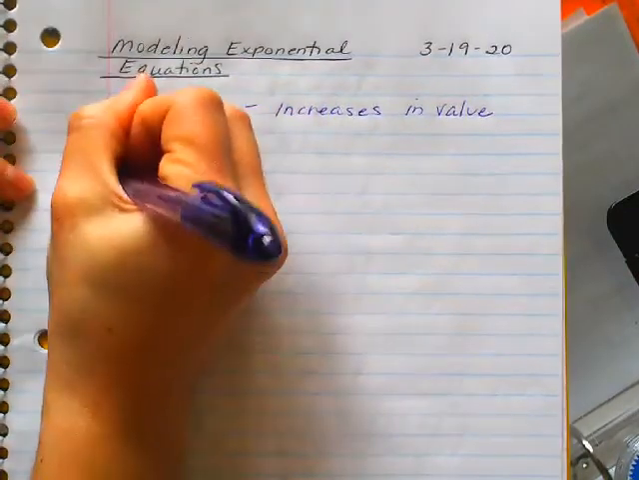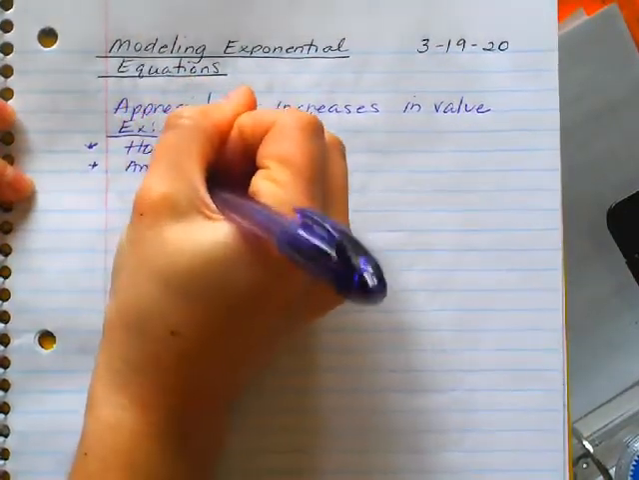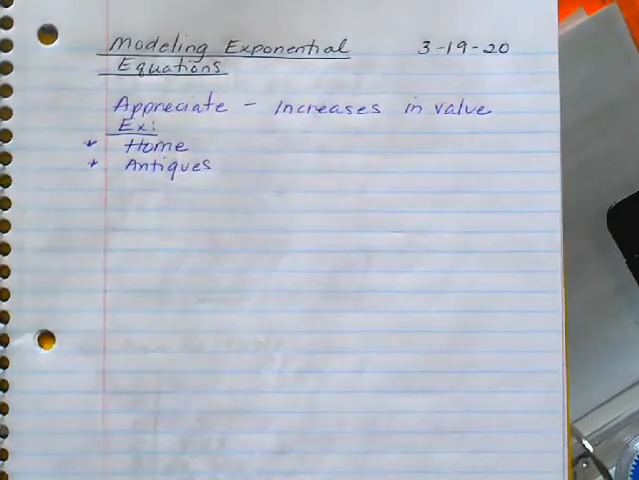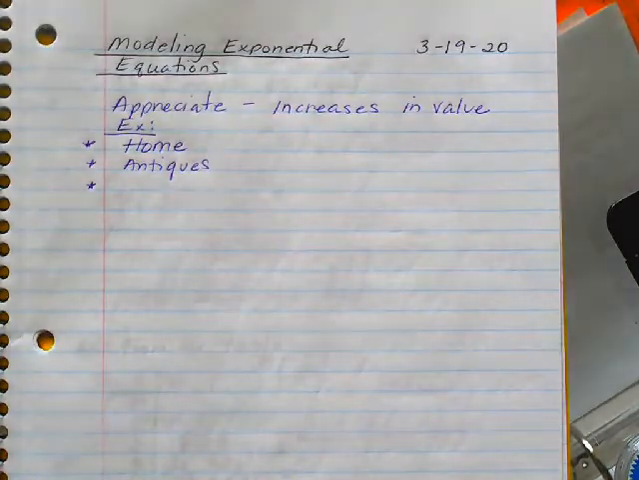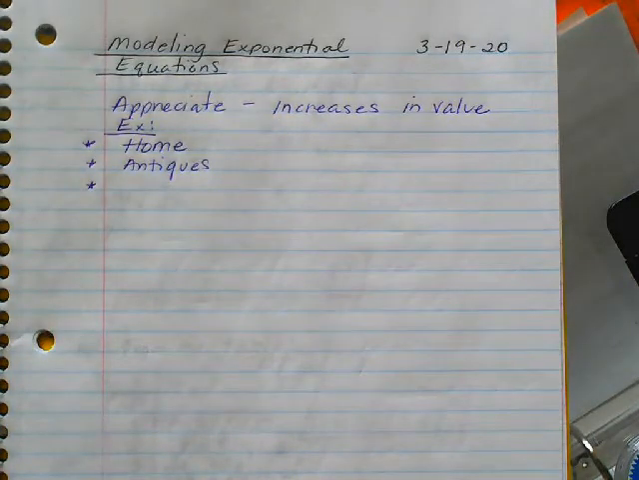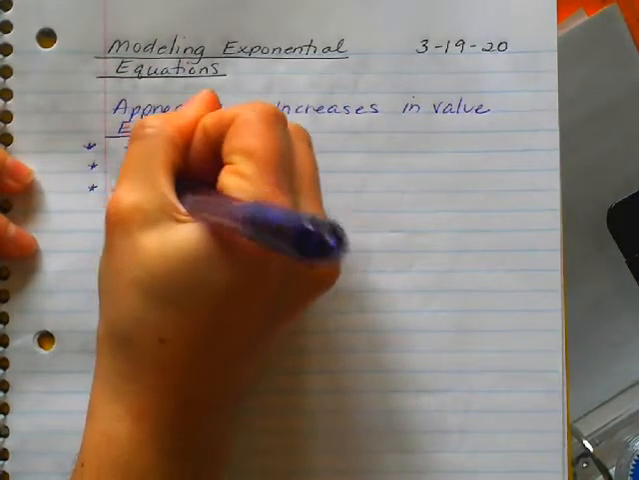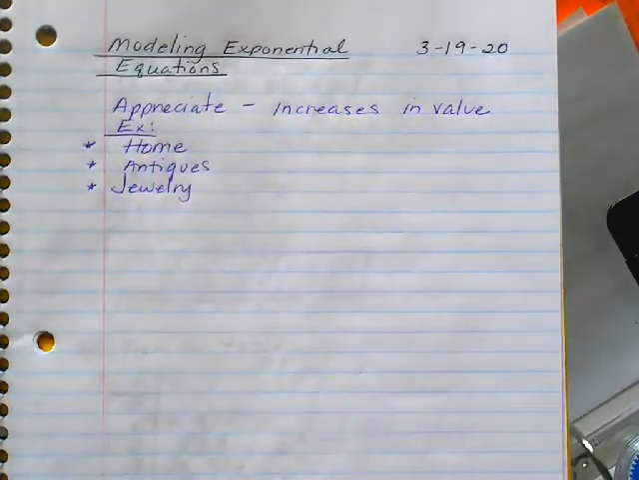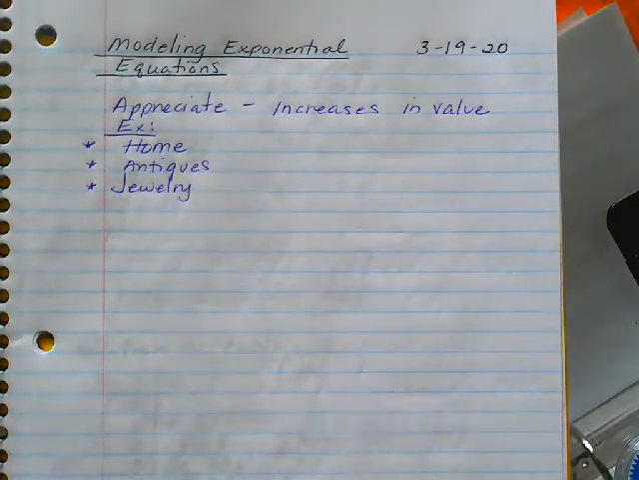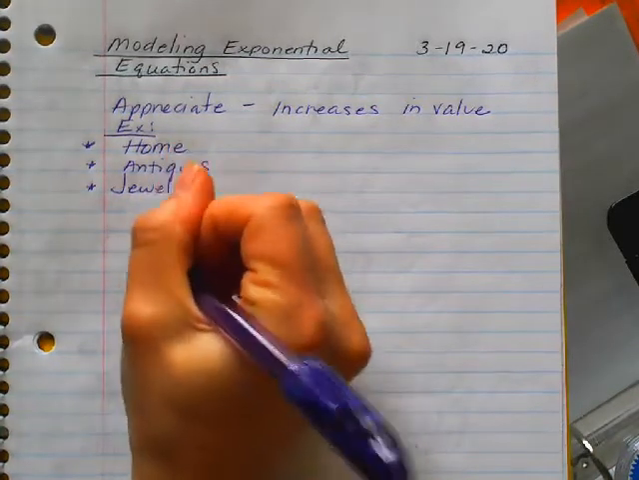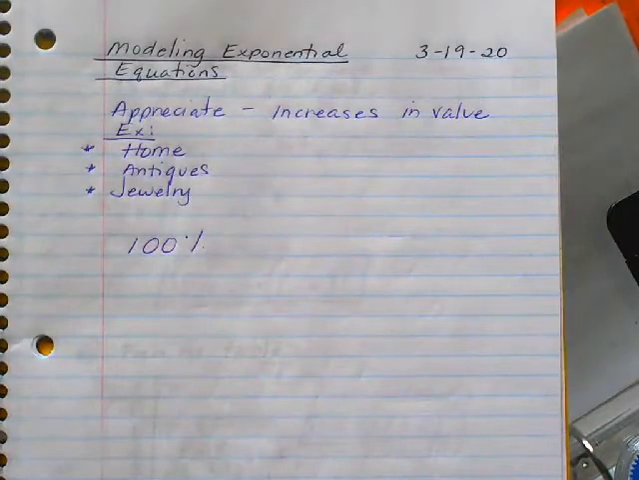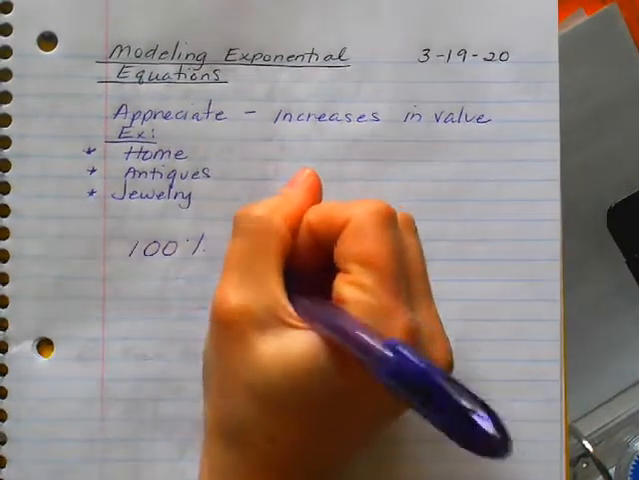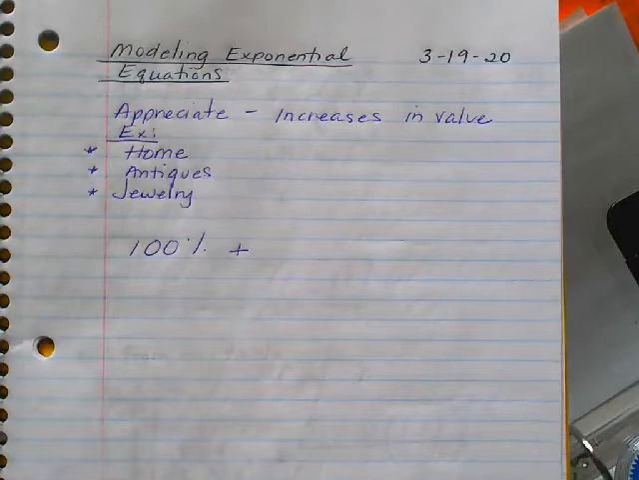They could include antiques. If you've ever seen that show, Antiques Roadshow, we know that really old, really unique stuff appreciates in value, goes up in value. Some jewelry appreciates, if it's really nice jewelry. And when something appreciates, it goes up in value, you have to remember that you are retaining 100% of that original value plus the amount that it appreciates by.